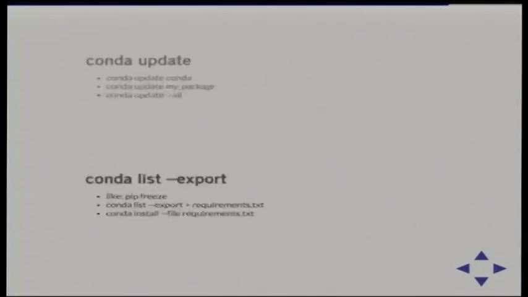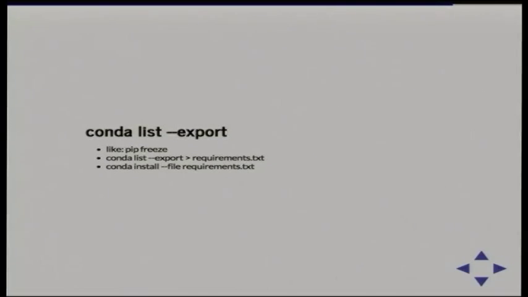Conda can update itself to the latest version. It can update specific packages, and it can update everything that you have installed. If you're familiar with pip, you can do a pip freeze, and that'll tell you everything that you've installed so that you can have a reproducible build. This is the conda equivalent, conda list --export, and you can pipe that to a file, and then conda install, and you give it a file that you want to install from.